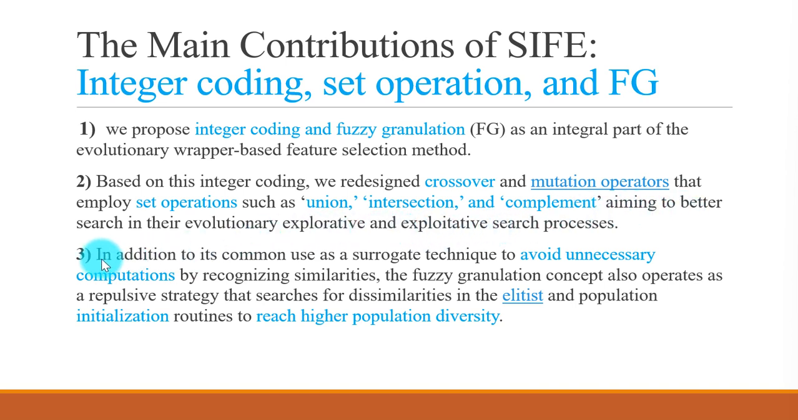3. Fuzzy granulation. In addition to its common use as a surrogate technique to avoid unnecessary computation by recognizing similarities, the fuzzy granulation concept also operates as a repulsive strategy that searches for dissimilarities in the elitism and population initialization to reach higher population diversity. In summary, fuzzy granulation has two roles in SIFE. First, reducing the computational cost, for example CPU runtime, and second, promoting diversity in the evolutionary process.